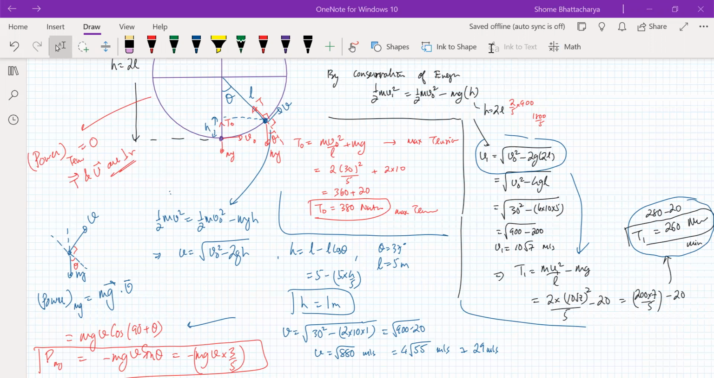So then what will be the final answer for power of mg?